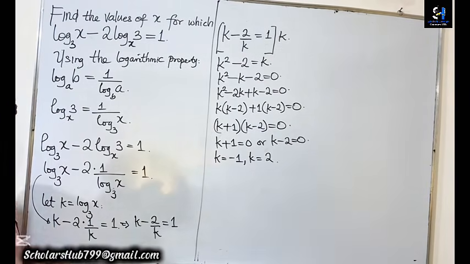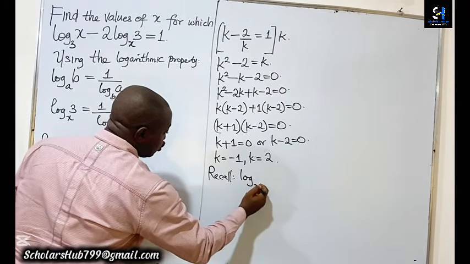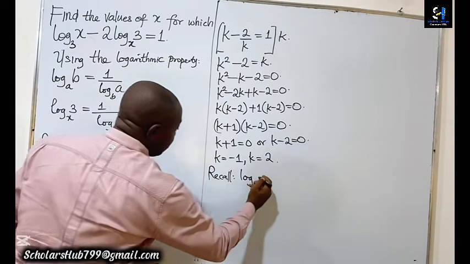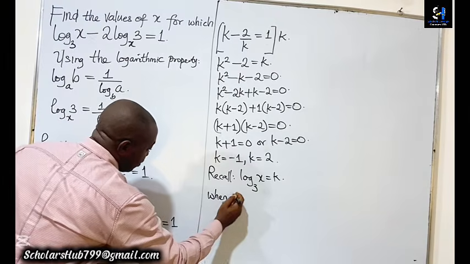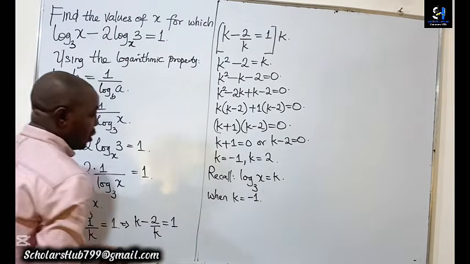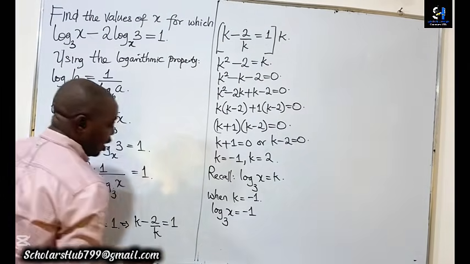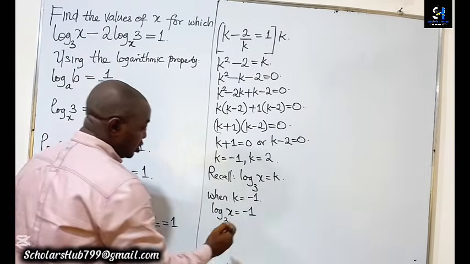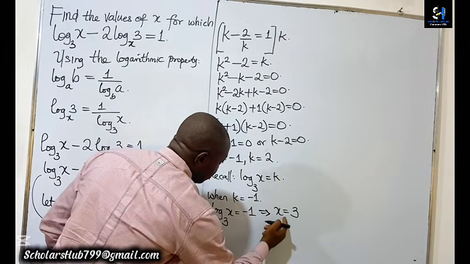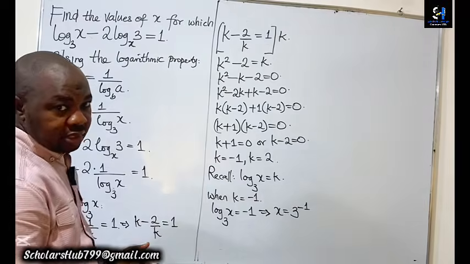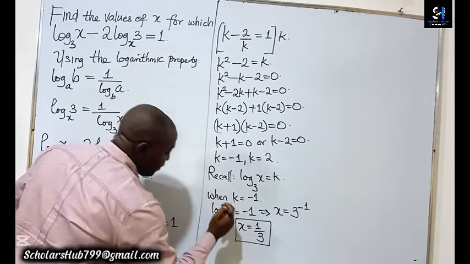All right, now let's recall that log to base 3 of x is equal to k. So when k is equal to minus 1, we are going to have log to base 3 of x equals minus 1. Now in this case, x equals 3 raised to the power of minus 1, so x will be equal to 1 over 3. This is the first value of x.